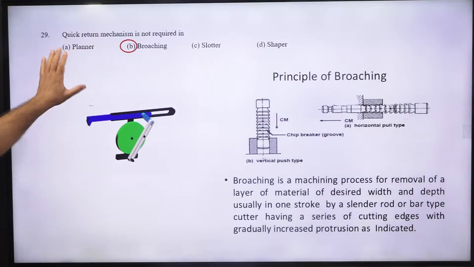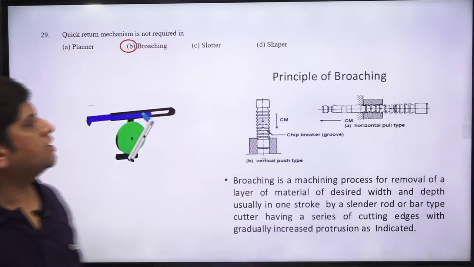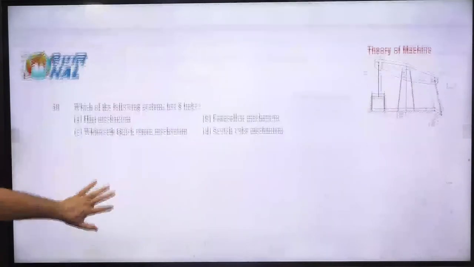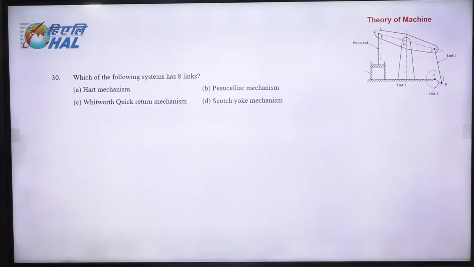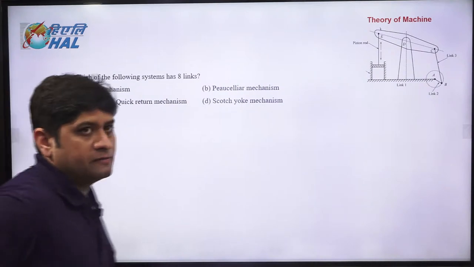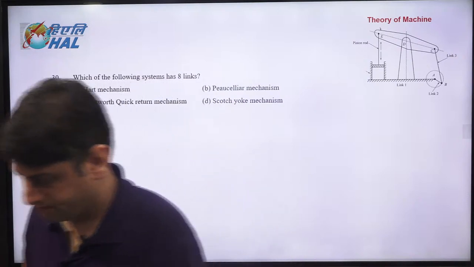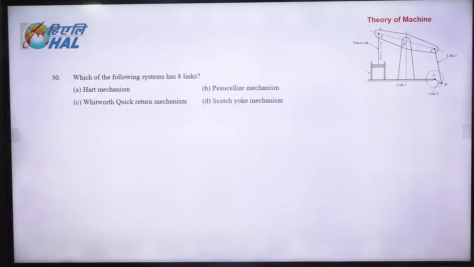But what is important is planer, slotter and shaper use the quick return mechanism. That is something which is important for us. They use the quick return mechanism. Yes, broaching is a finishing, or we can say semi-finishing operation.